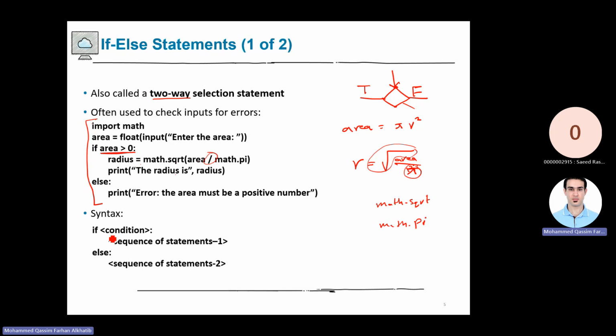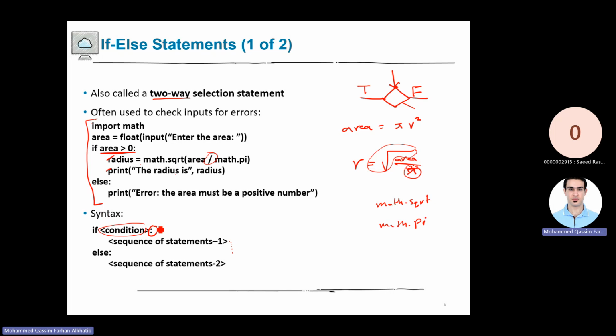If, and you have the condition, along with the colon. Colons are very important. If you do not put the colon, that's a syntax error. You put a certain sequence of commands. No, it's not strictly one command. Like in this case, you write to calculate the radius and then print the radius. So this is the case if the condition is correct.